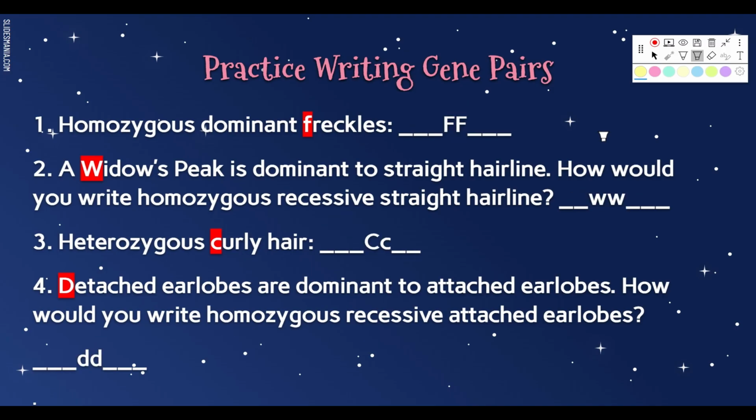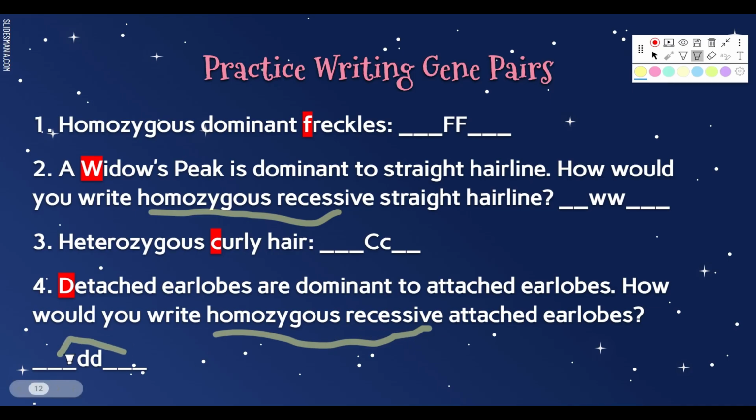So yeah, there you go, right? You have the big F, because they're dominant, homozygous dominant, a widow's peak, and that's this part right here is the important part right here, right? Homozygous recessive. That means homo the same, recessive lowercase. So two lowercase letters. Heterozygous, hetero means different, right? So that means you have one big one, one little one, one dominant, one recessive. And then here they're asking you for homozygous recessive. Remember, homo means the same, recessive means lowercase. So that just means you would have two lowercase d's right here.